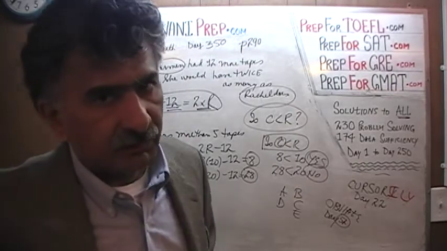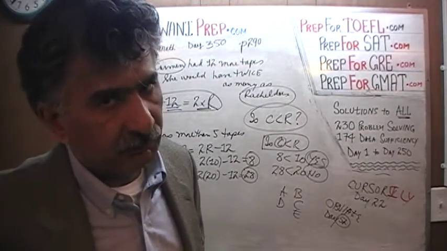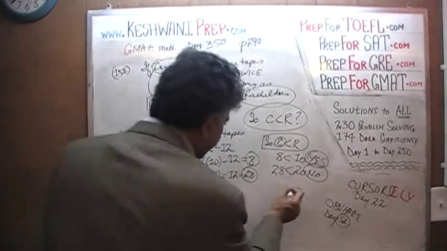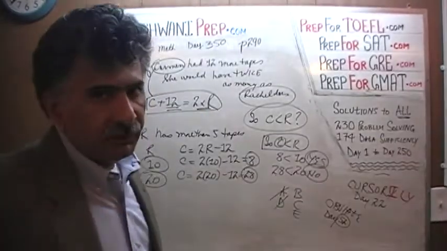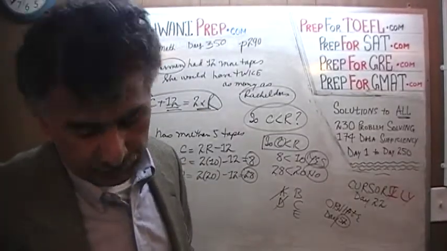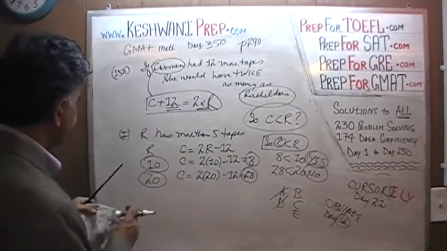Now that we established that the first statement by itself is not sufficient, we know now the answer cannot be A or D. It would have to be B, C, or E. Let's look at the second statement.